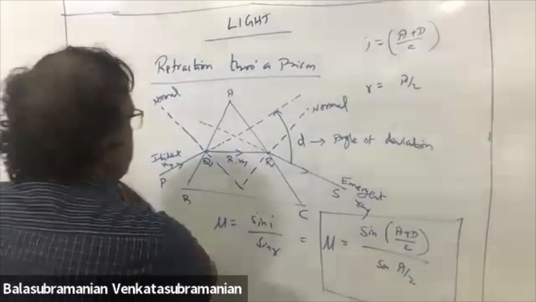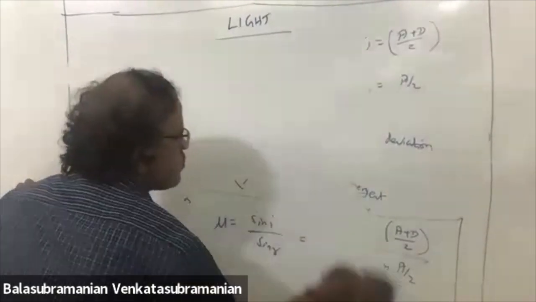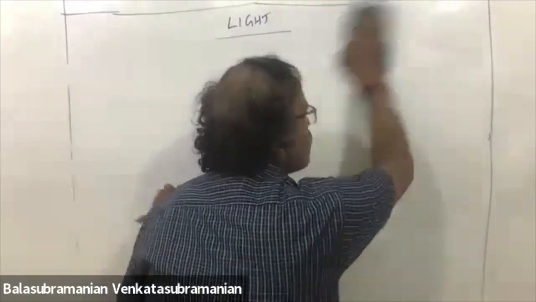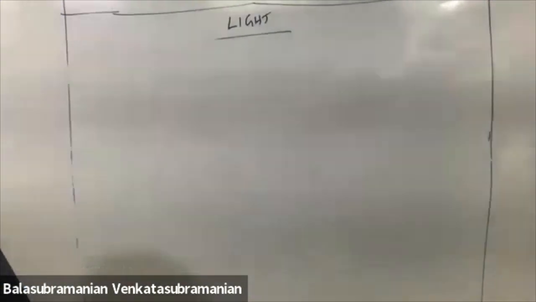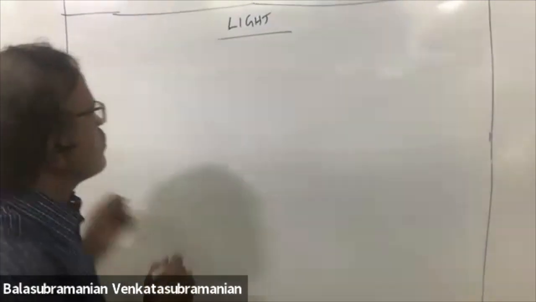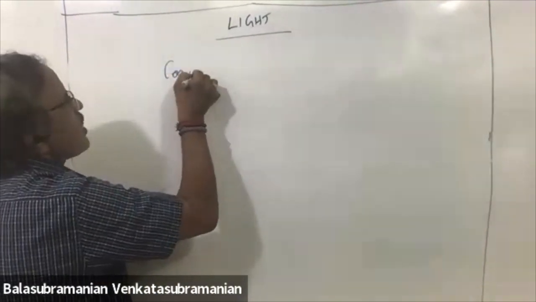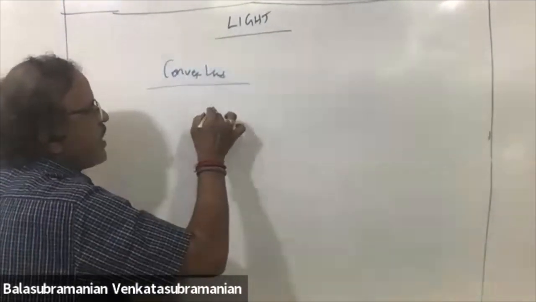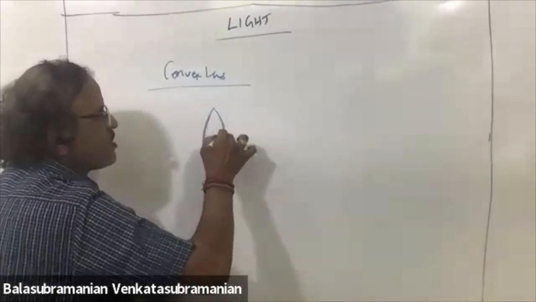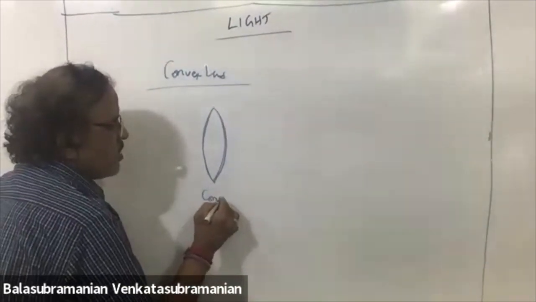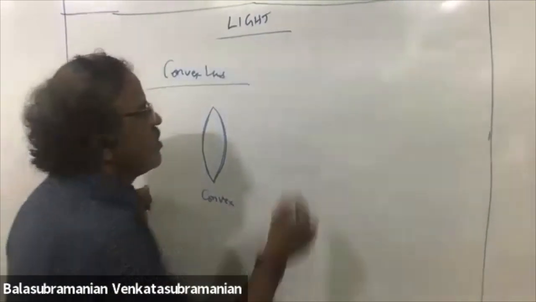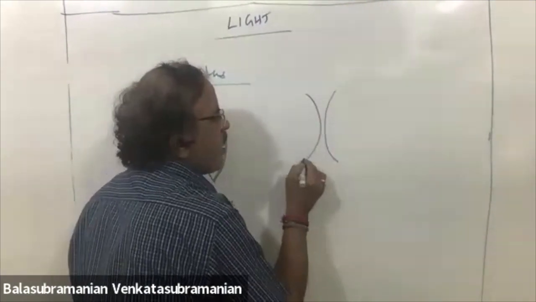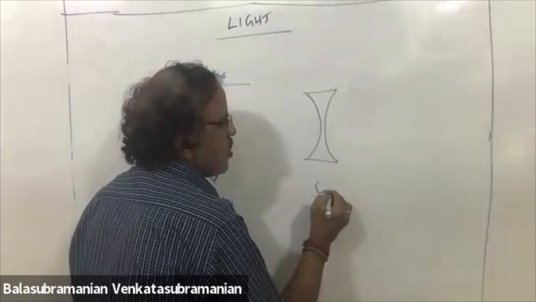Okay, next step. Convex lens and concave lens. Convex lens: two spherical surfaces. This is one spherical surface. This is another spherical surface. This is convex. Two spherical surfaces not in contact, but slightly away, combined, this is called a concave lens.